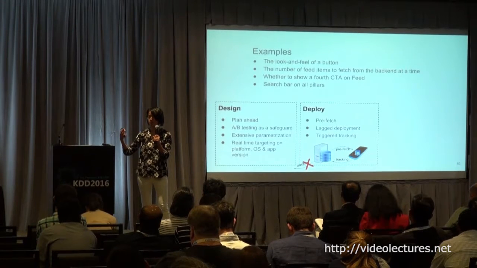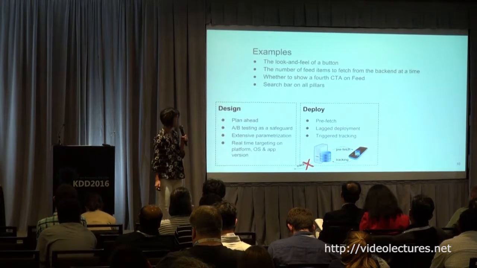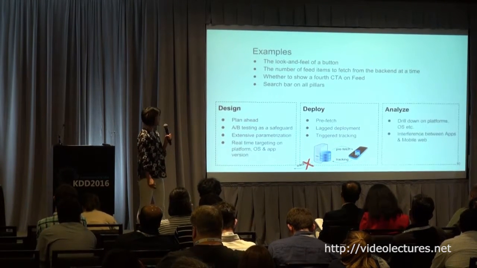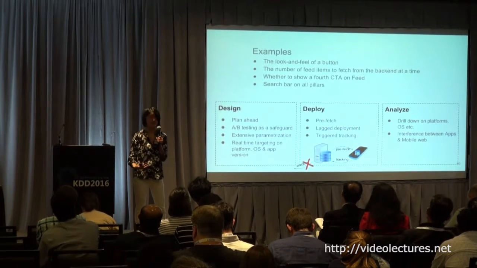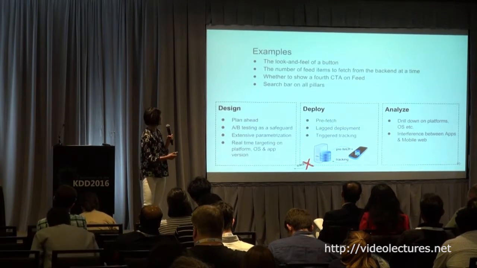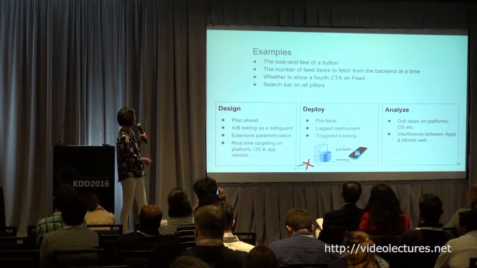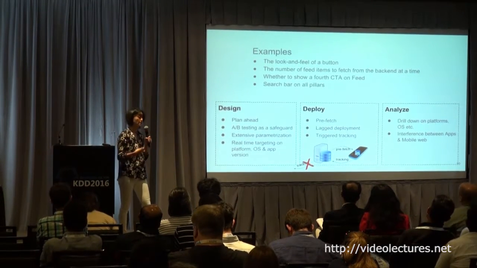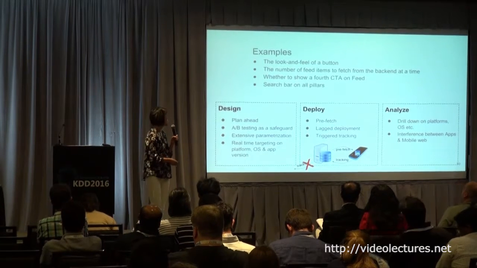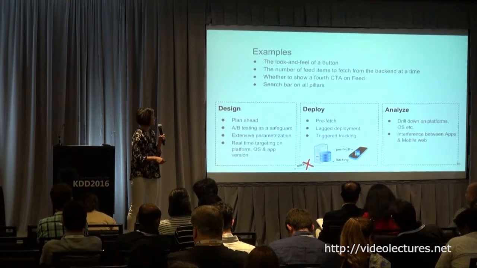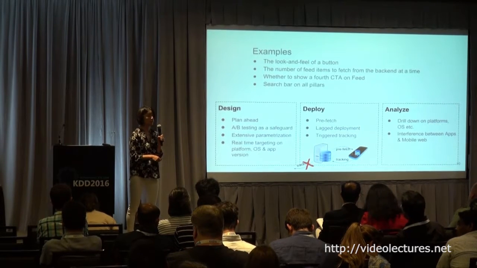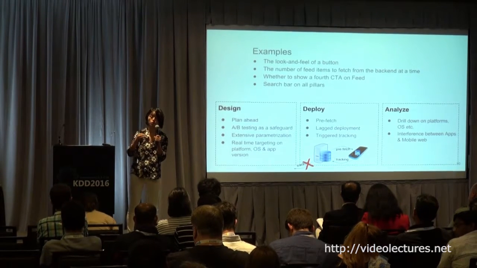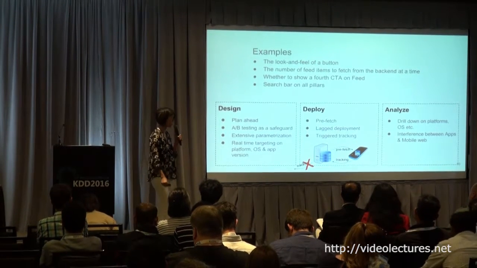I know I'm going a little bit fast. There's a lot of information here. The last part is offline analysis. As I mentioned earlier, when you design a client experiment, there is a lot more slicing and dicing and targeting. So when you analyze, it does make a difference when you look deeper at different platforms and OS versions, etc.